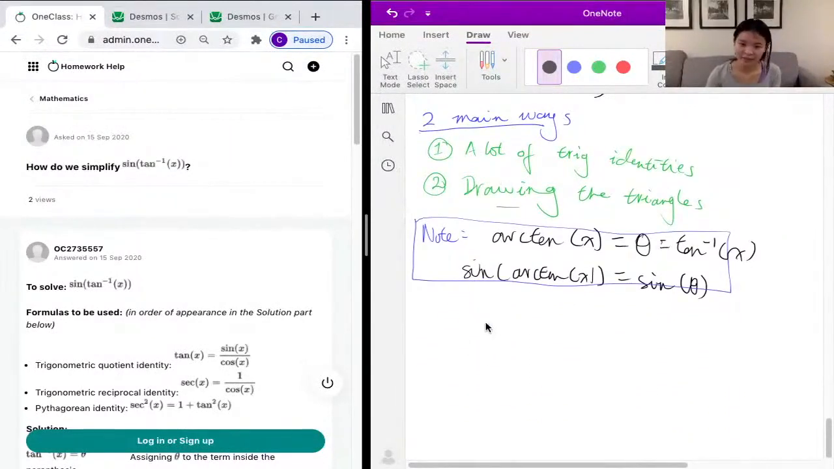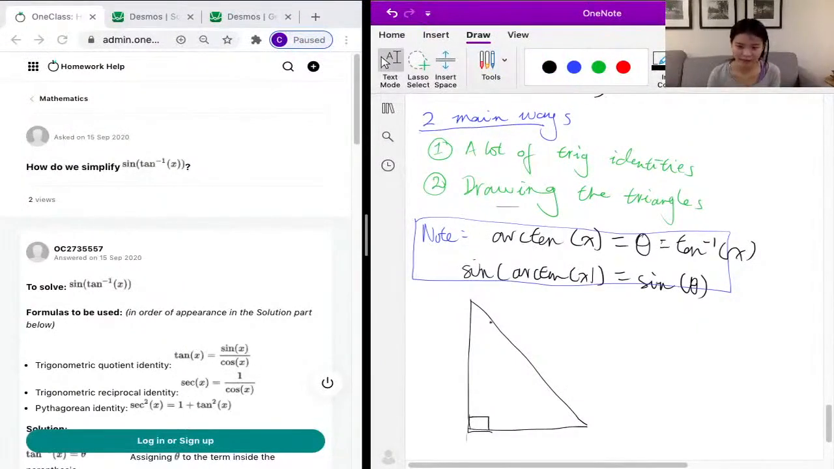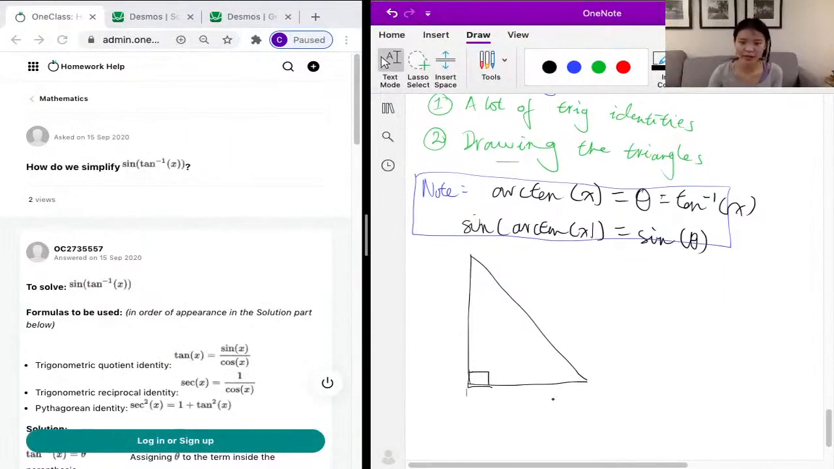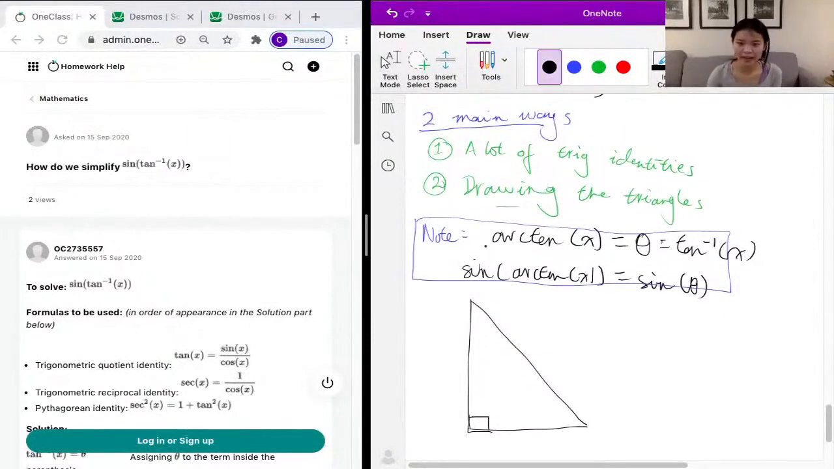Alright, now let's move on to our process of drawing a triangle. You can just draw a random triangle, any way you like, as long as it's a right angle triangle. So just draw a right angle triangle. And from here, we know that our arctangent of x is equal to an angle. So let's write an angle here and pretend that the angle is the arctangent.